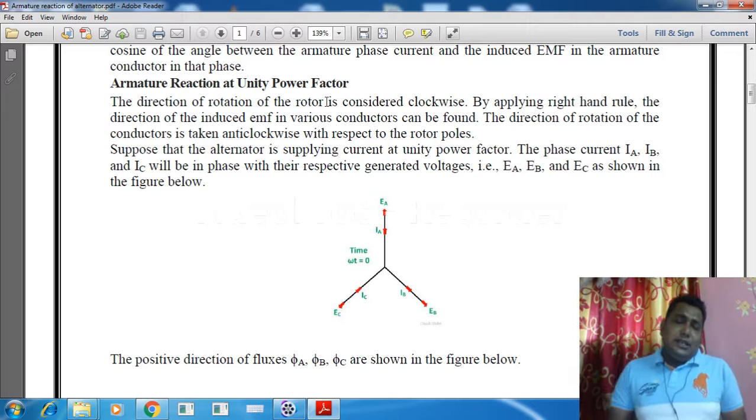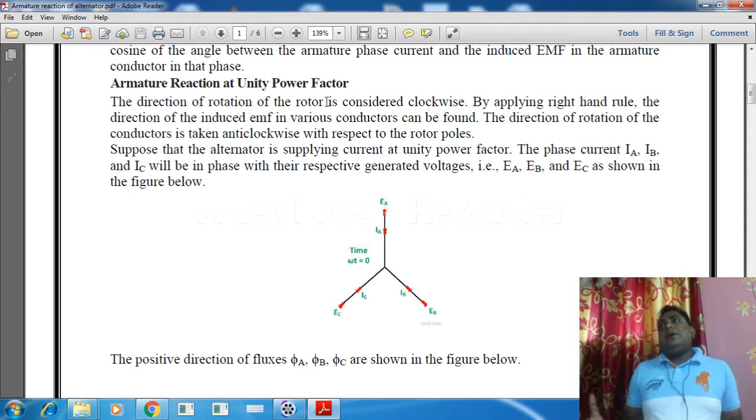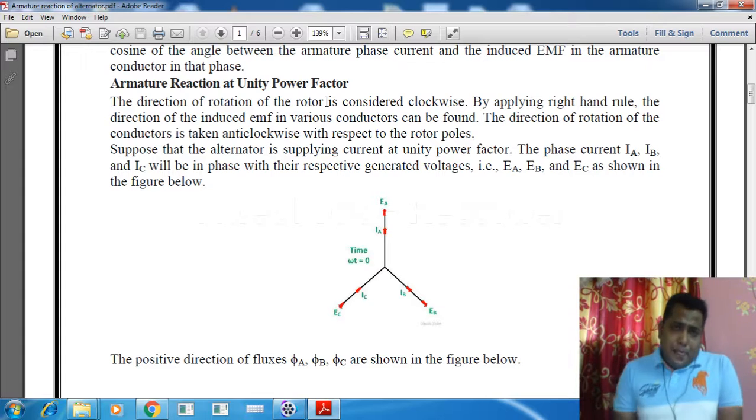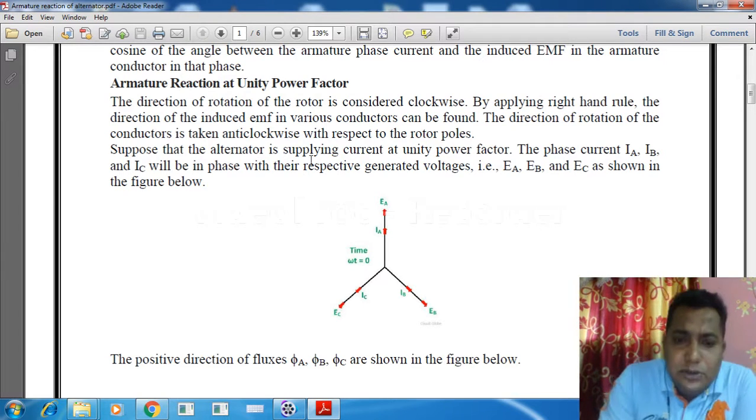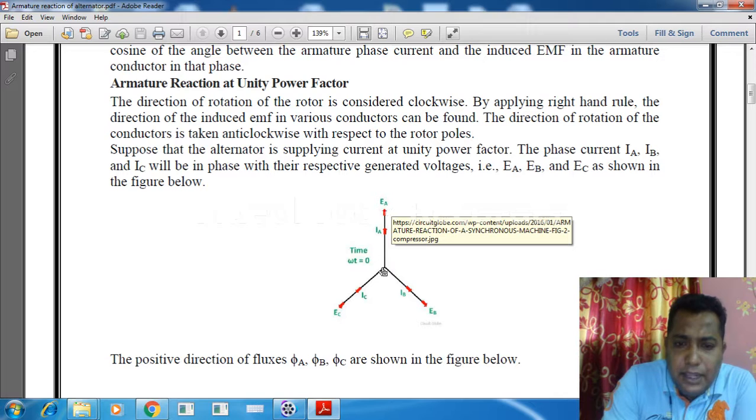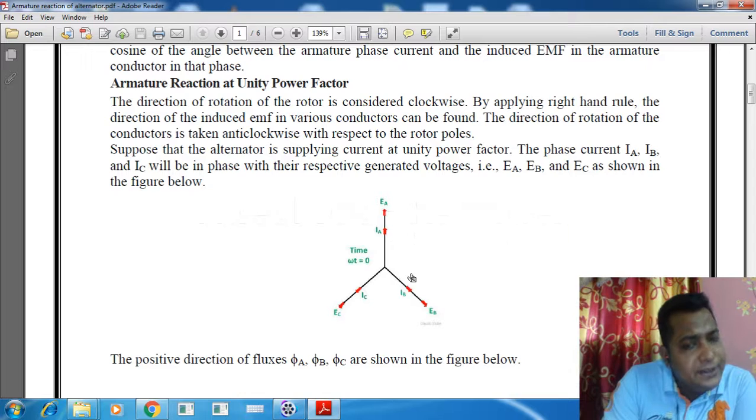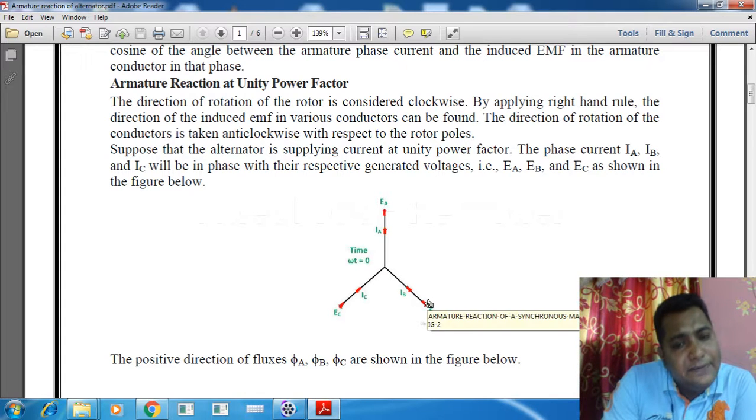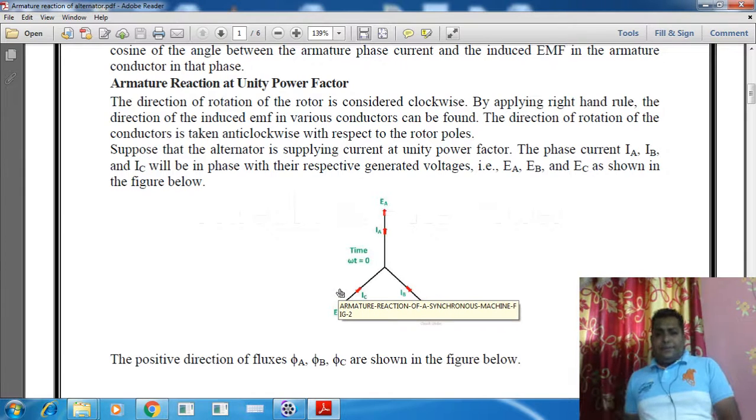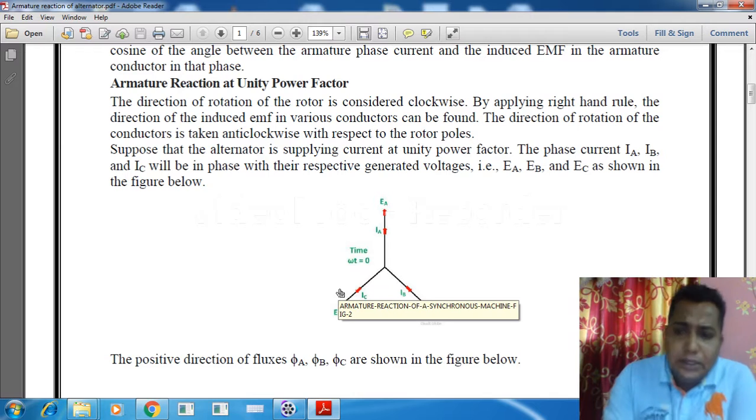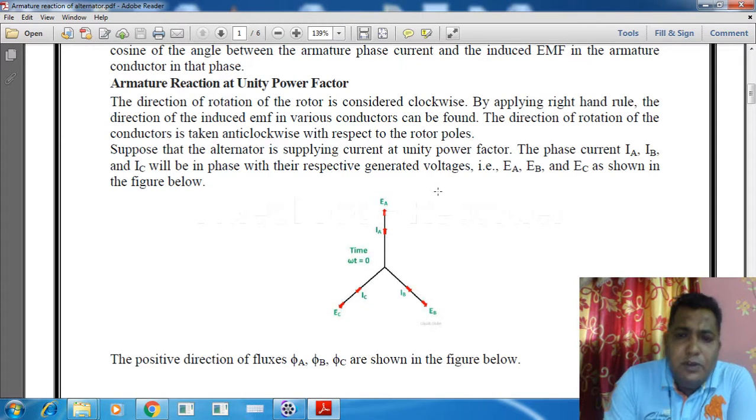As it is a unity power factor, there is no phase difference between the generated EMF E and the phase current I. So, follow my pointer, in that phase EA and IA are in the same phase, EB and IB are in the same phase, and EC and IC are in the same phase. These are the phasor diagram actually.